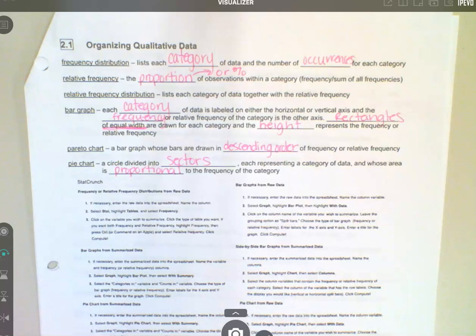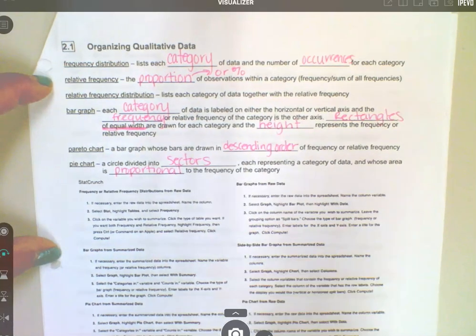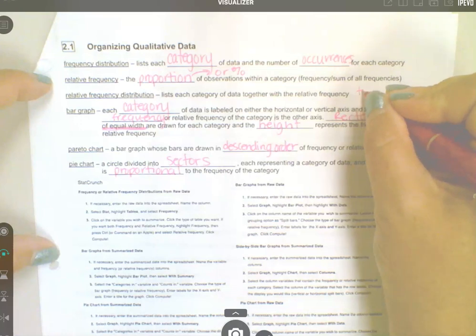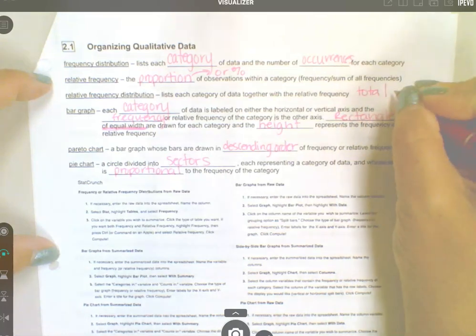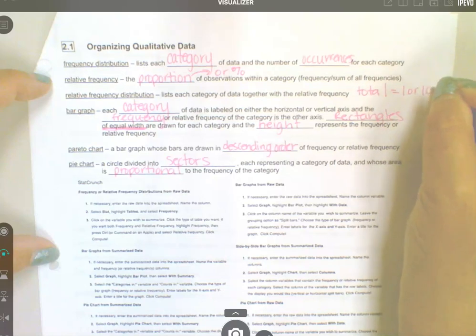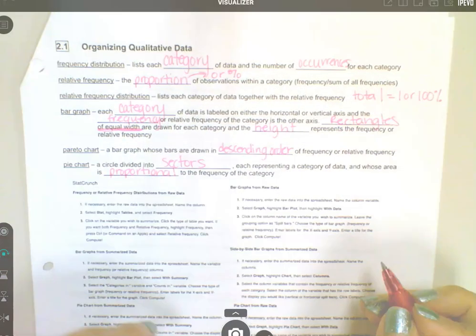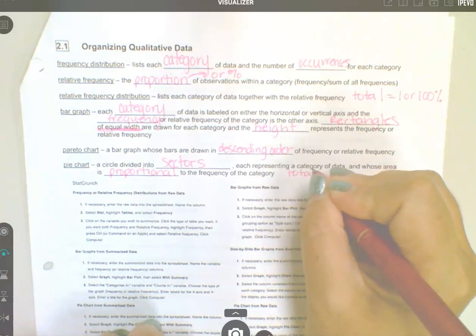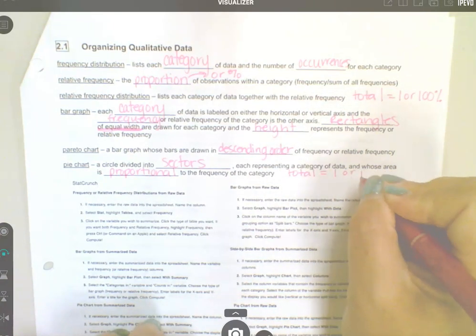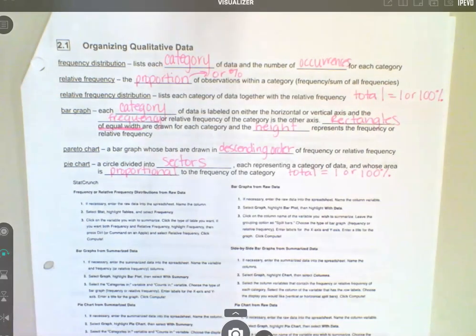So pie charts, we're using percentages. We know that on relative frequency distributions, we're also using percentages. So on both of those, it's really important that the total be 1 or 100%, just depending on whether we're using fractions, decimals, or percentages. If we're using fractions or decimals, the total should be 1. If we're using percentages, then the total should be 100%.